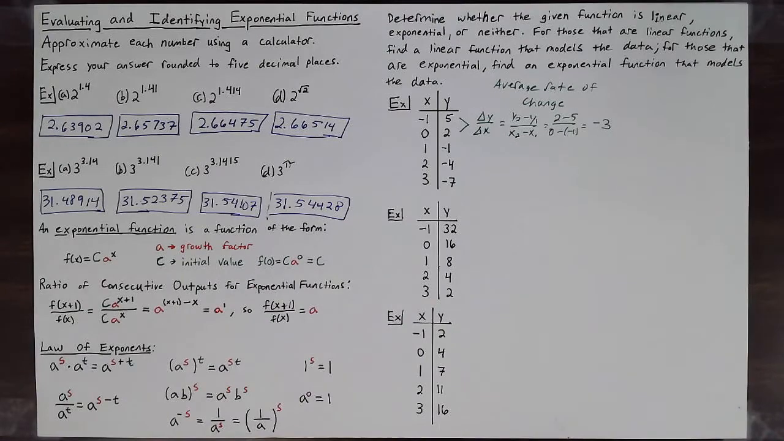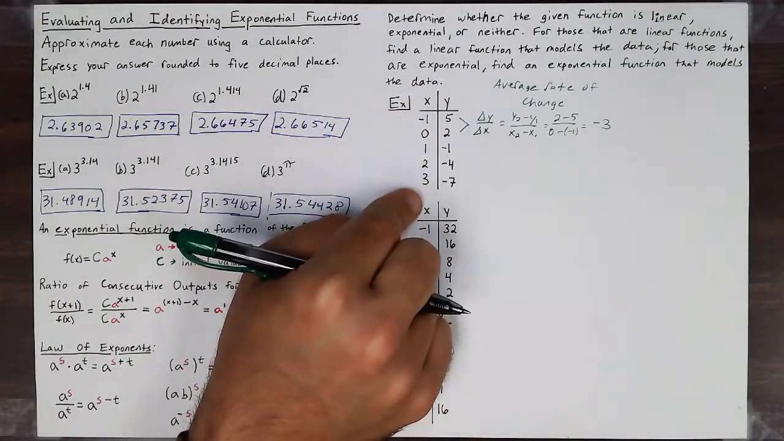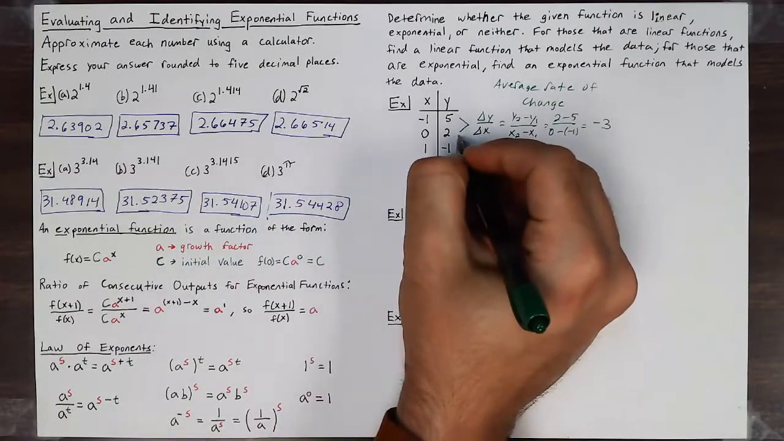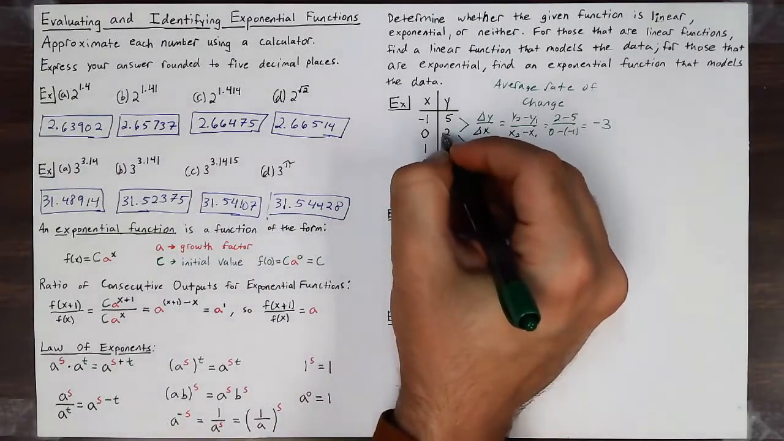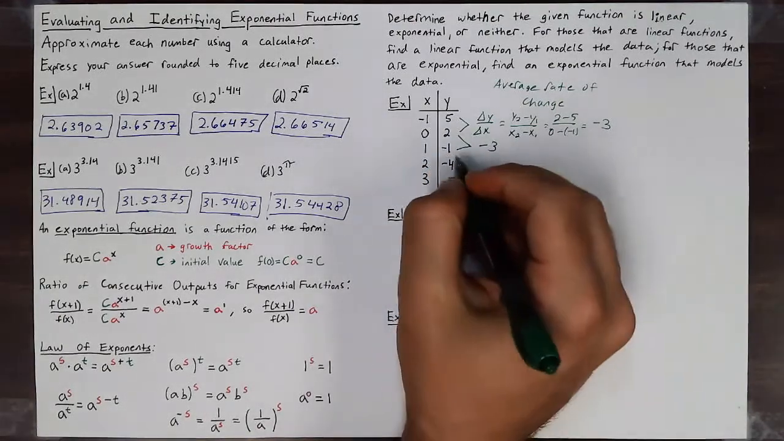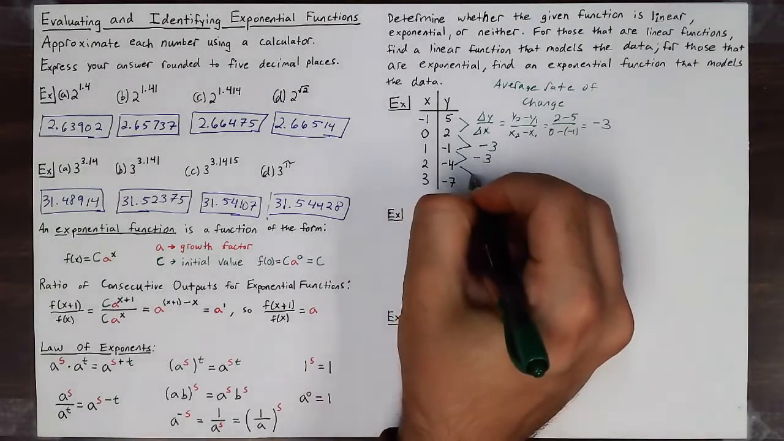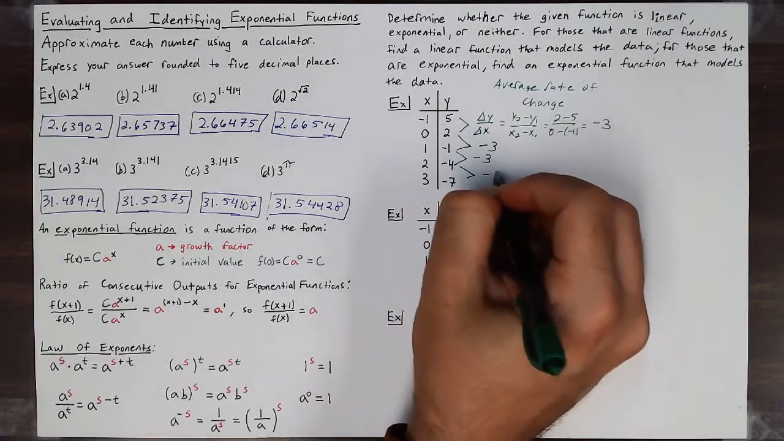A quick way you can do this, if you recognize that all the x's are going up incrementally by 1, is just to ask yourself, how much does it change from 2 to negative 1? Well, it goes down 3. That would be its slope. If I did the same thing from negative 1 to negative 4, I would get negative 3. And then from negative 4 to negative 7, I would also get negative 3.